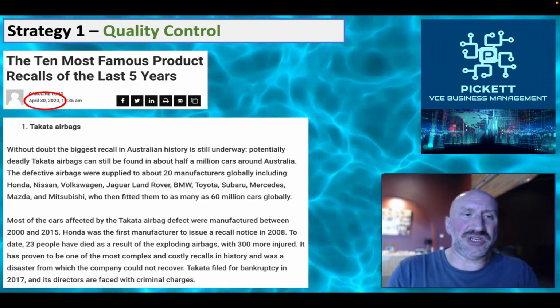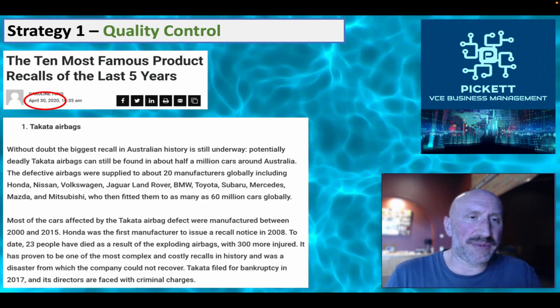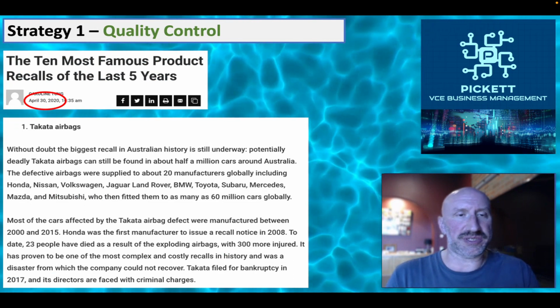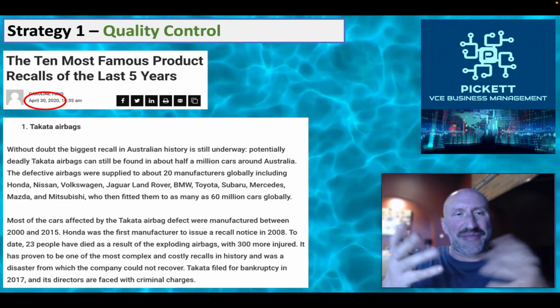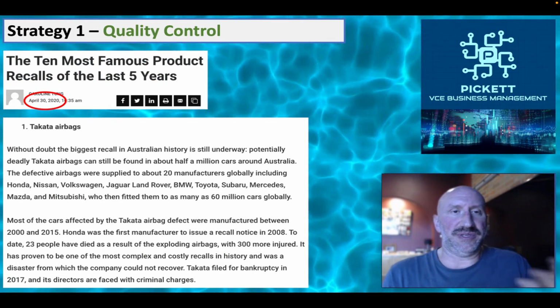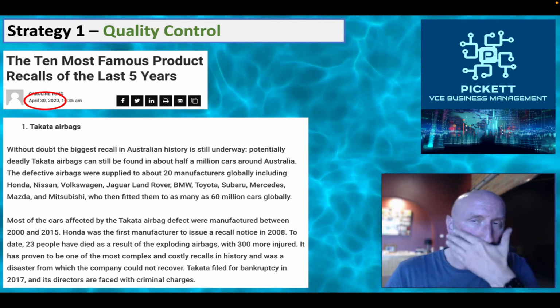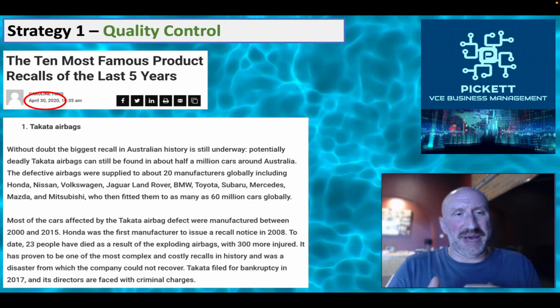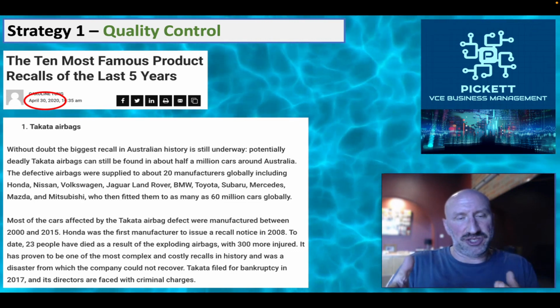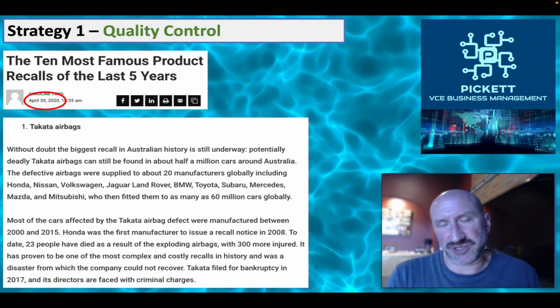Okay, look, this is just an article. Look, you can see that I've circled April 30th, 2020. So this is a bit of an old article now. But just at that point, the article was based on the 10 most famous product recalls of the last 5 years, obviously 2015 to 2020. It's not current, but it doesn't matter because you're not going to use these specifically. You're not going to mention these actual product recalls. It's just to give you an idea.